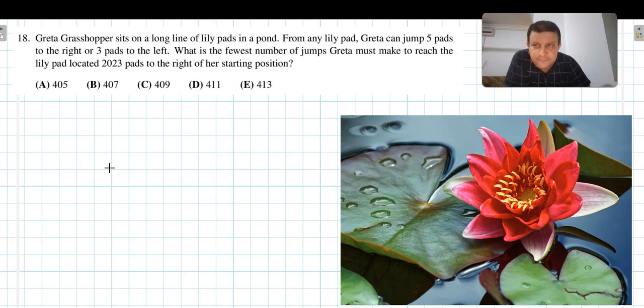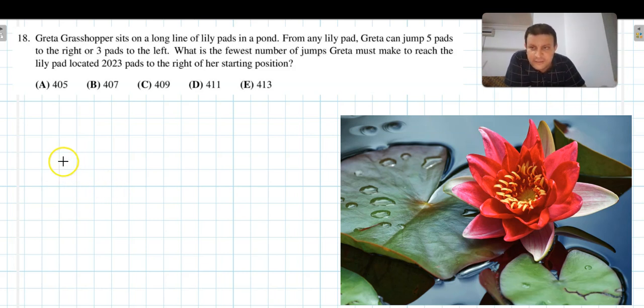Let's read the question. Greater grasshopper sits on a long line of lily pads in a pond. From any lily pad, Greta can jump 5 pads to the right or 3 pads to the left. What is the fewest number of jumps Greta must make to reach the lily pad located 23 pads to the right of her starting position?